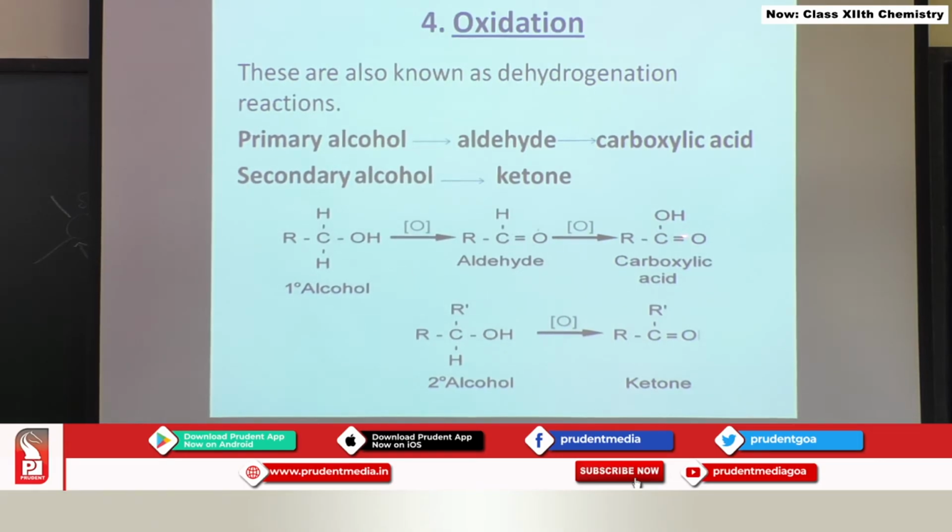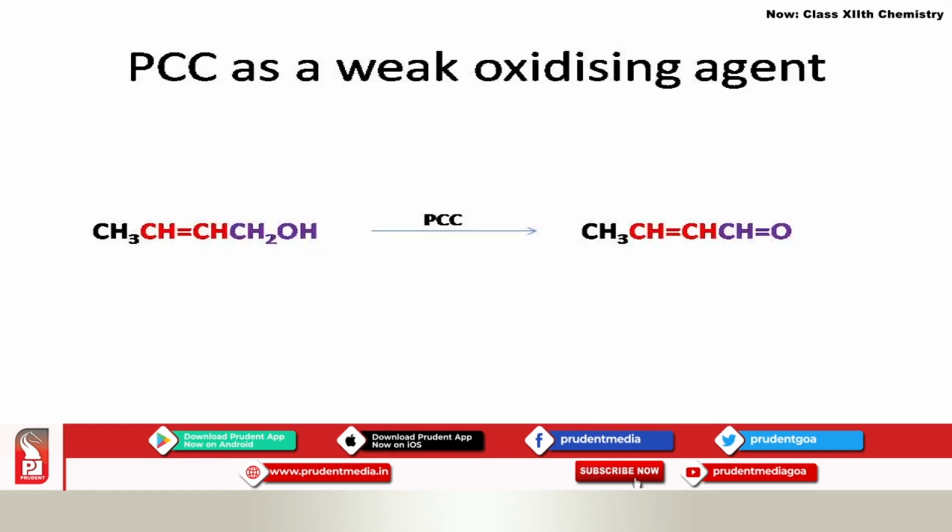If you carry out further oxidation, you are going to get carboxylic acid. If you start with secondary alcohol and carry out oxidation, you are going to get ketone. That means this hydrogen and this hydrogen will go away, single bond will get converted into double bond. Okay, so we have already seen these conclusions at the beginning of the slide. Now this PCC, what does this PCC stand for? Pyridinium chlorochromate is a mild or weak oxidizing agent.